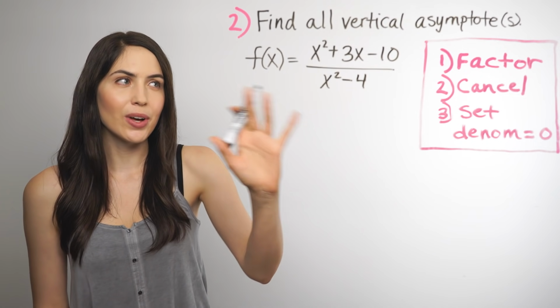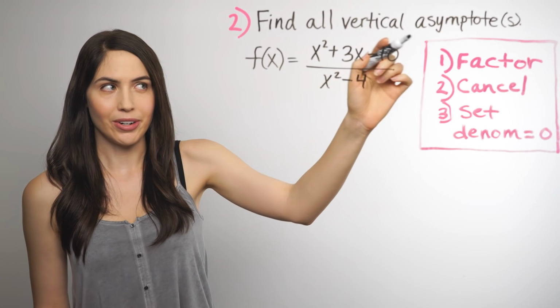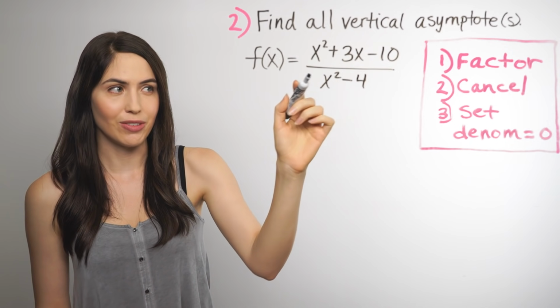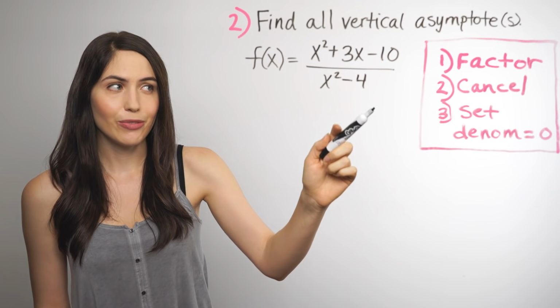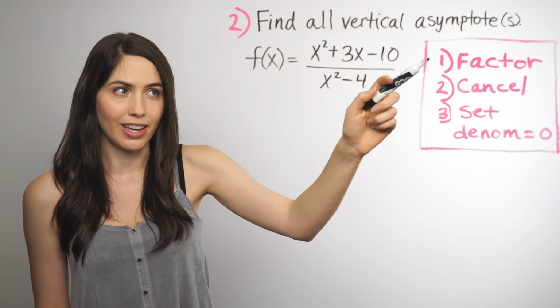Okay, so let's look at another one. Say you need to find all the vertical asymptotes of this, another rational function. It's the same 3 steps to keep in mind. So first, try to factor as much as you can.